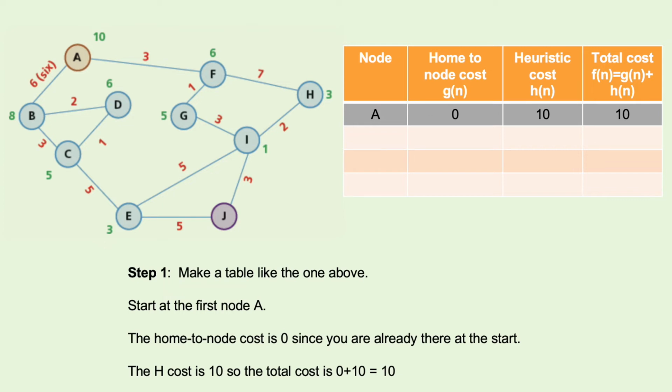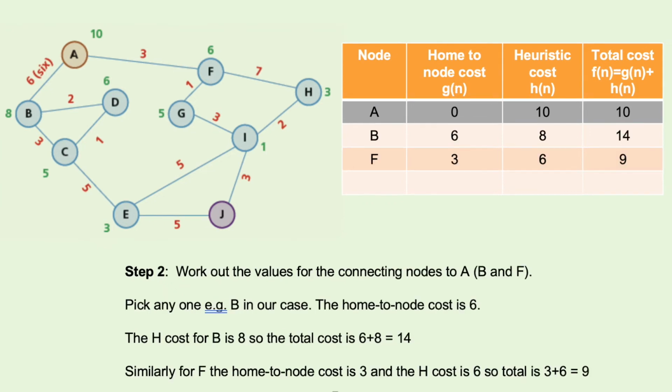Once we've got these headings, let's begin by writing the first node, A. We're there. There is no home to node cost because you're actually there. The heuristic cost is 10, so the total cost is 10. We highlight this A because this is the starting point. Next, we work out the two nodes that are connected to A, in this case B and F.